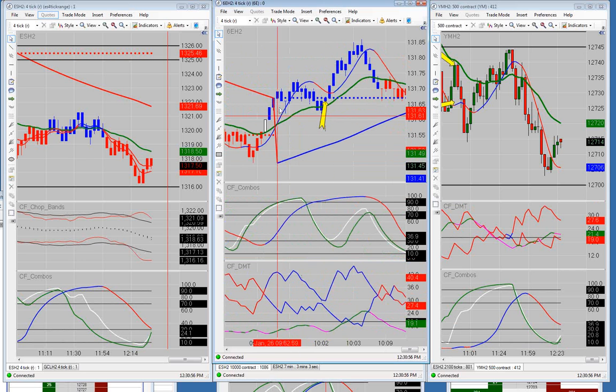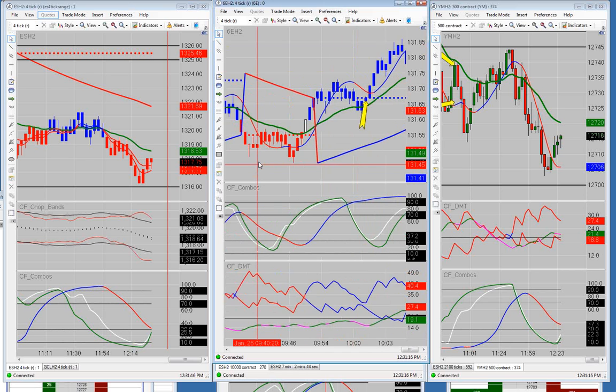Here's another picture of it. Broke the elbow to the upside, pulled down to the BBC, had an up close right here with diverging lines. All right, you could have gotten in there, you could have gotten in at the BBC, you could have gotten in on the up close, or you could get in just for further confirmation on a close above the MA1. All right, now that happened a few times this morning.